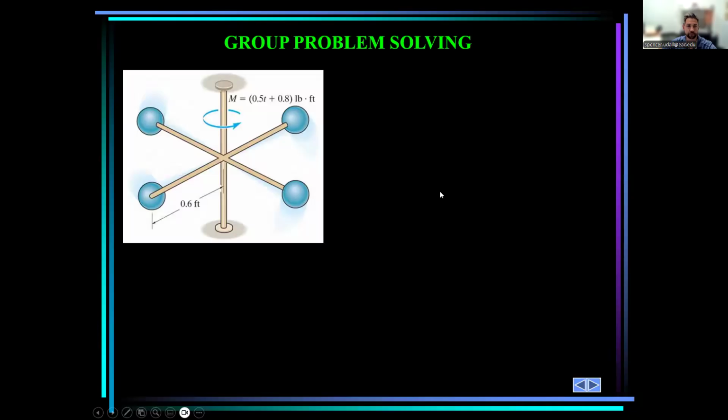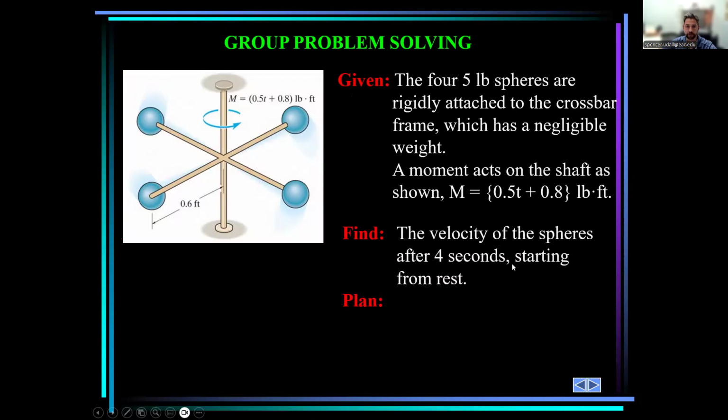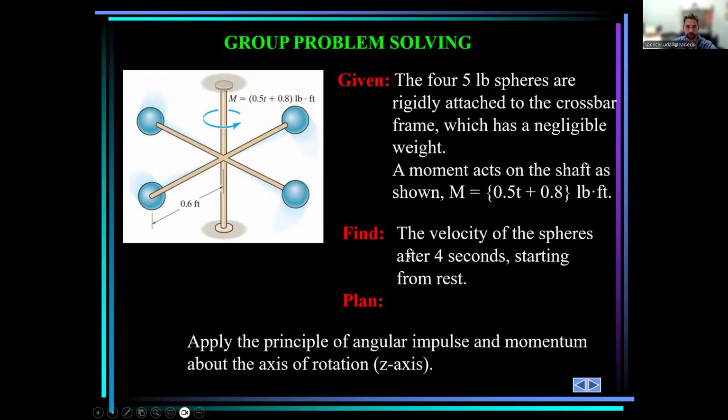All right, this next one, you want to try on your own, come back and check your solution here. Real similar to what we just did. So hopefully you could apply that moment dt, right? Take the integral of that dt. That would be your impulse term. And then we'll start again from rest and end at 4 seconds. See if you can figure out what the velocity of the spheres would be. Now there's four of them.